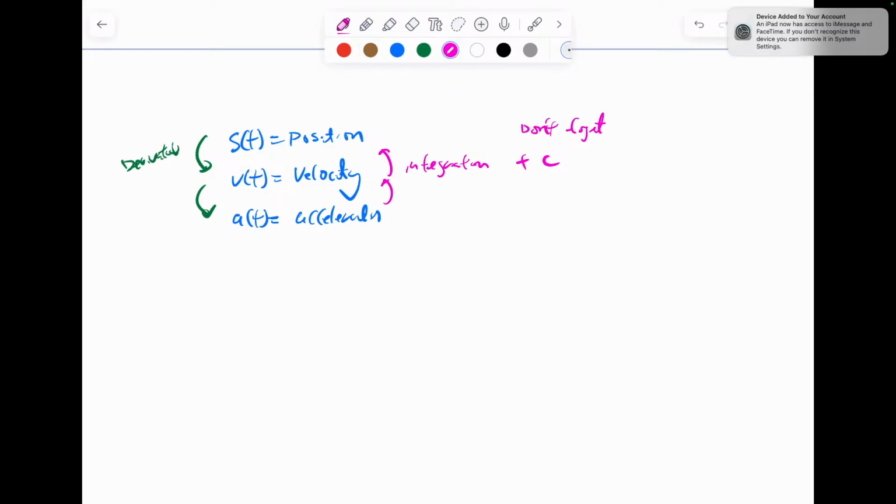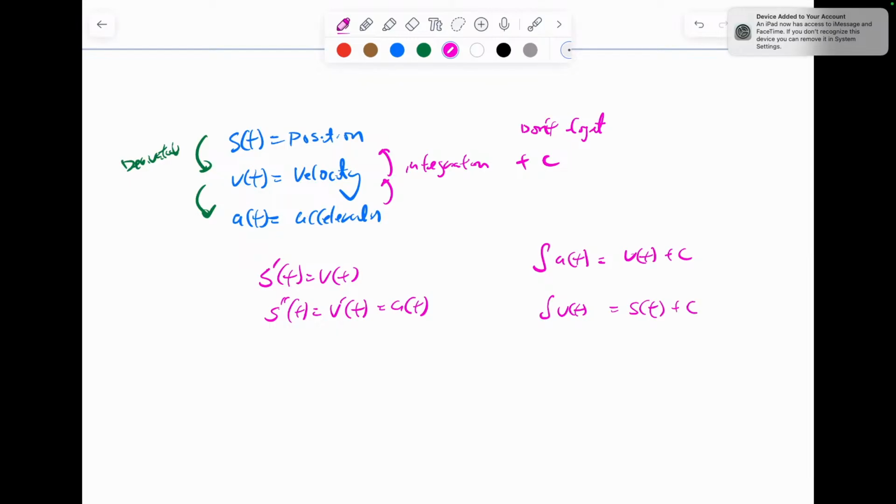So that means s prime of t is equal to v of t, and s double prime of t is equal to v prime of t, which is equal to a of t. Now the integral of a of t is equal to v of t plus c. Is that okay? The integral of v of t is equal to s of t plus c. Does that make sense? If you integrate it, you go up. Okay.